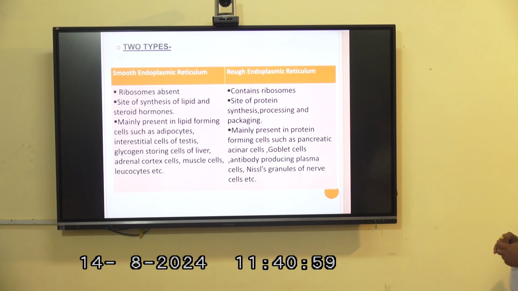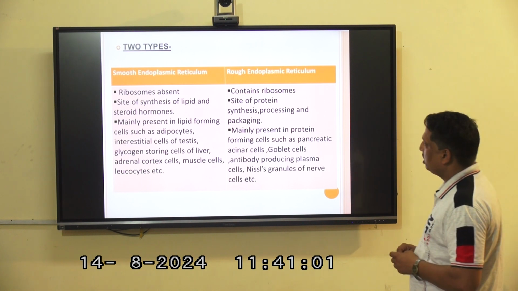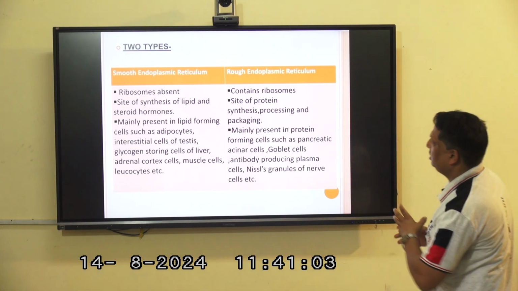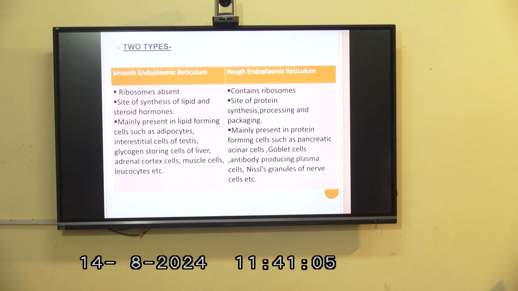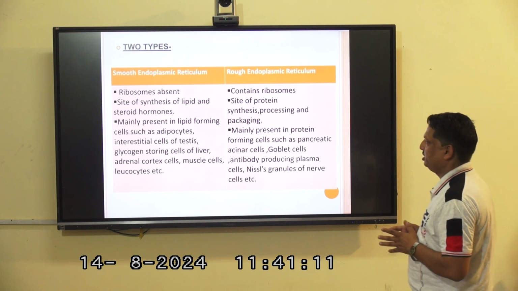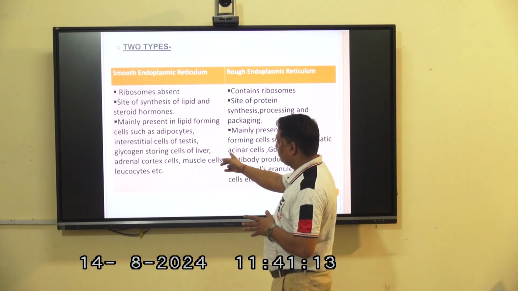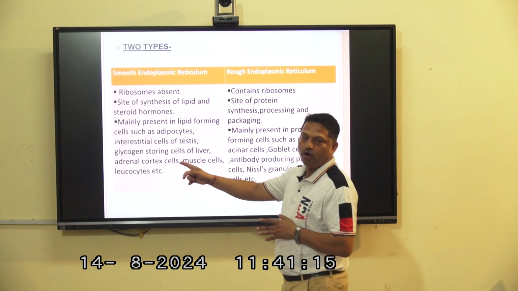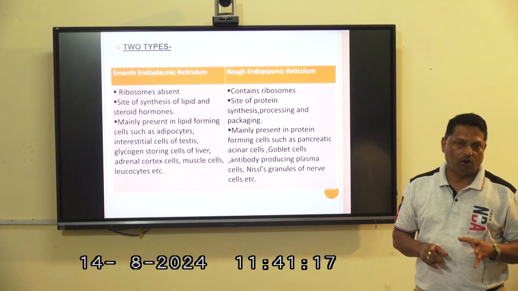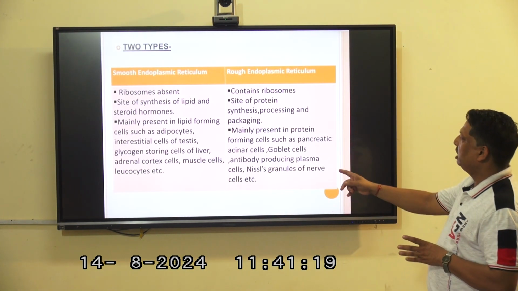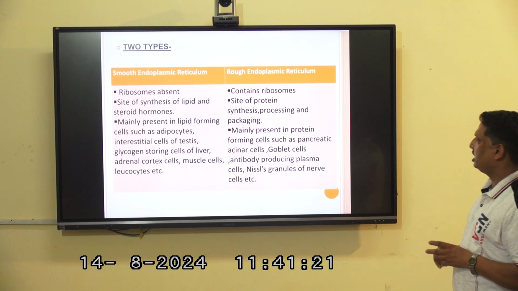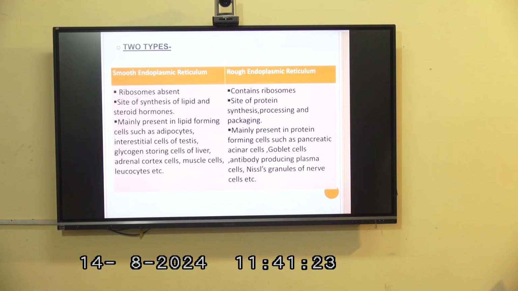is mainly present when we talk about the smooth endoplasmic reticulum, they are mainly present in lipid-forming cells like adipocytes, interstitial cells of the testes, glycogen-storing cells of the liver. These are the examples when we talk about the function of cell organelles. They are present in adipocyte cells, in muscle cells, in leukocyte cells, etc.